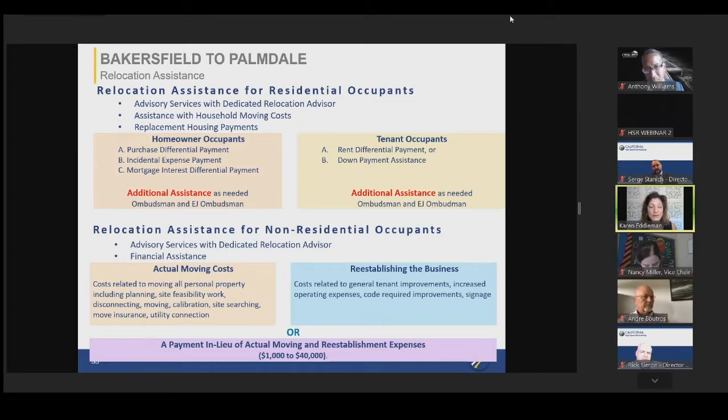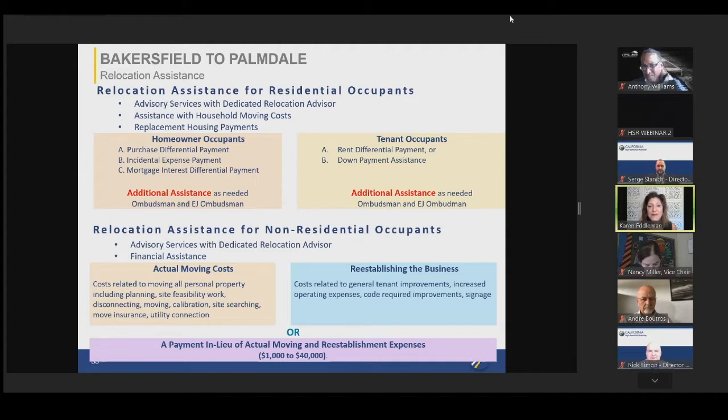We also cover household moving costs. We either pay a professional moving company to come in and pack, move, insure, and unpack at a replacement site, which is fantastic. Or if somebody is eager and ambitious, we will pay them to move themselves. That's an option too, which a lot of people take, and then they take care of the moving part themselves.